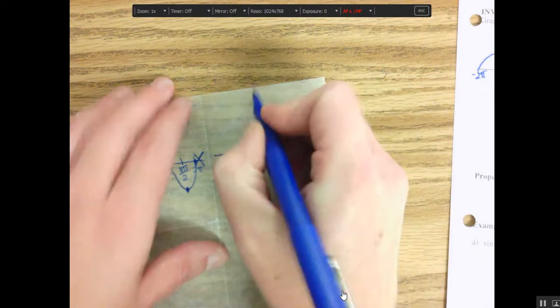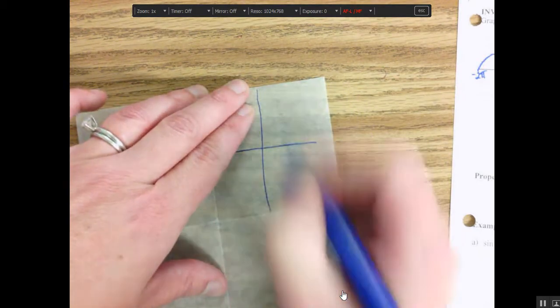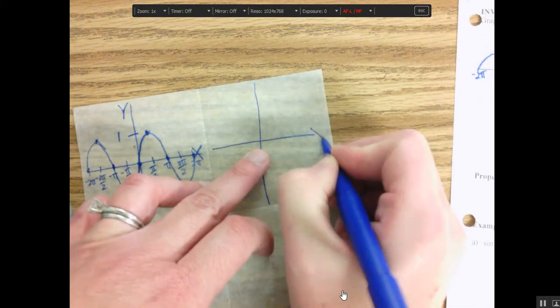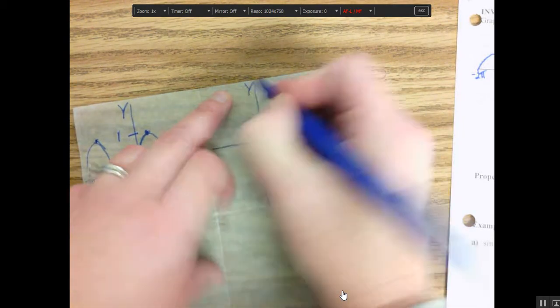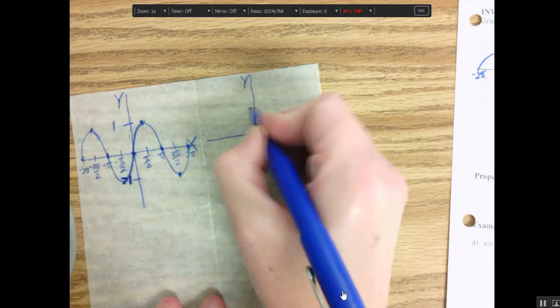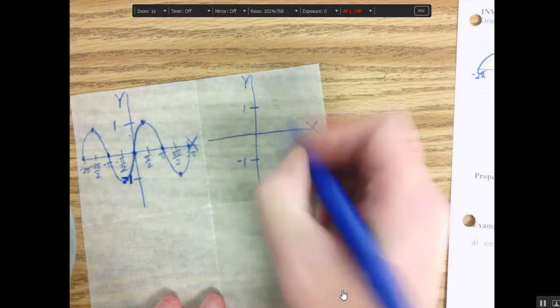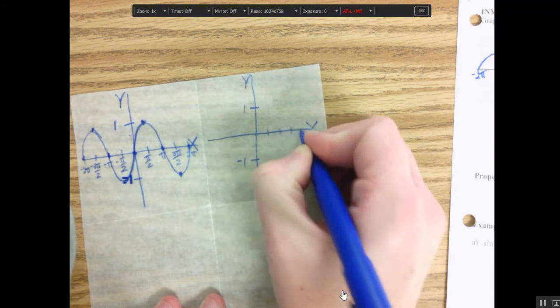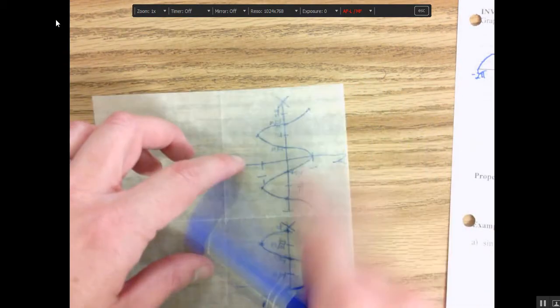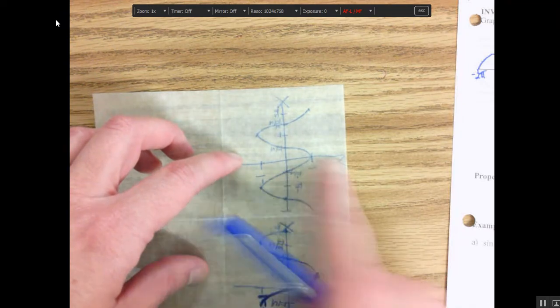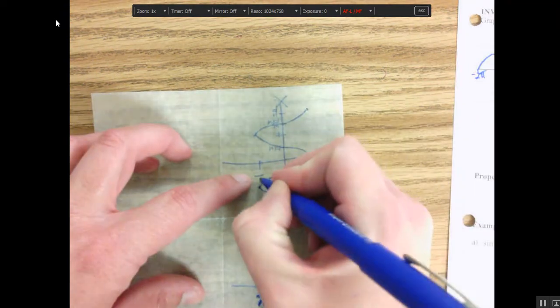So we're going to graph cosine. All right, so when I turn it over, I want to switch my x and y. So now my y-axis is my new x-axis. -1 should be on the left, and 1 should be on the right.